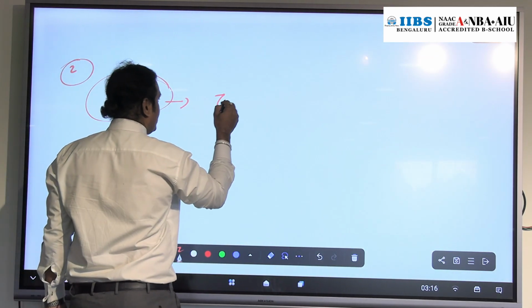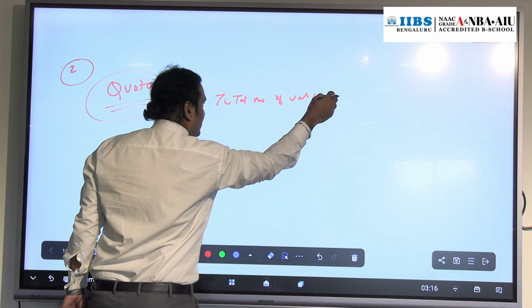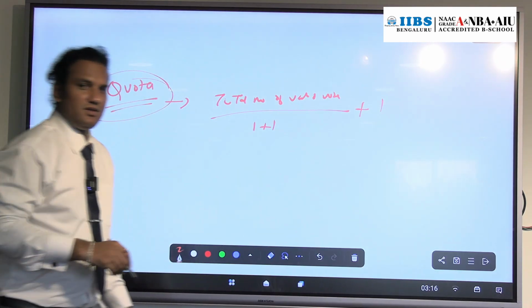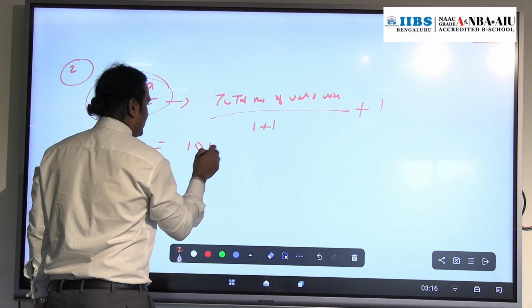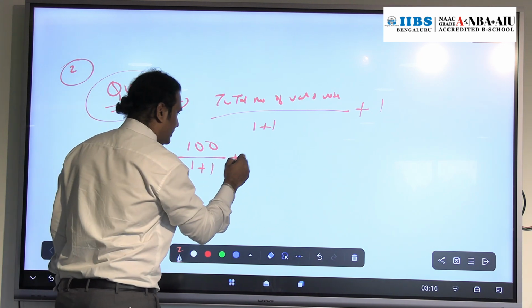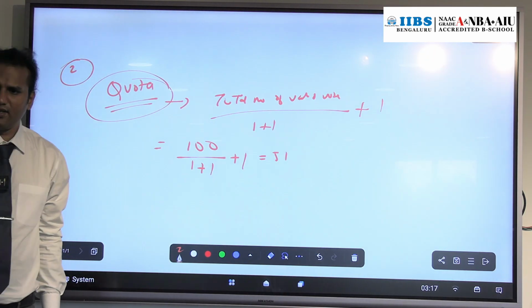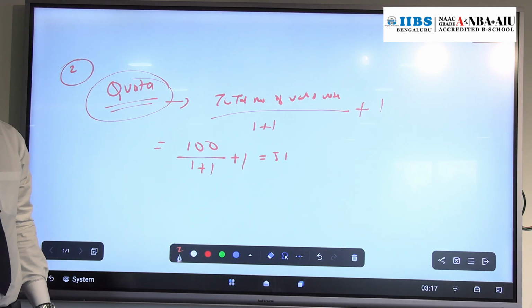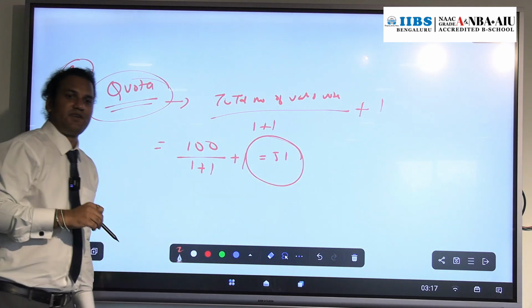What is that? Total number of valid votes divided by number of candidates plus 1, then whole plus 1. Take an example. There are total 100 votes. 1 plus how many? 1 post is there. Then plus 1. How much? 51. So any candidate who wants to win as the President of India in the election has to secure a minimum of 51% of votes.